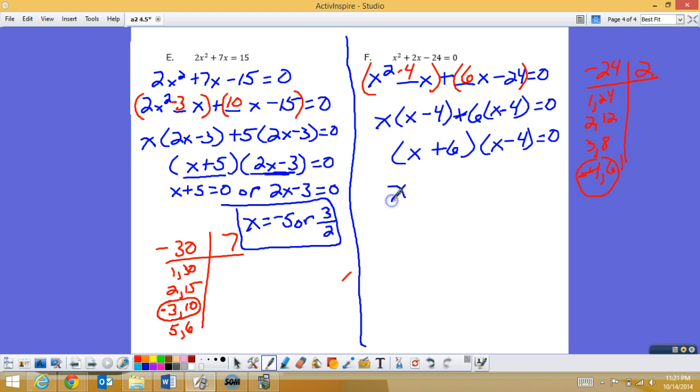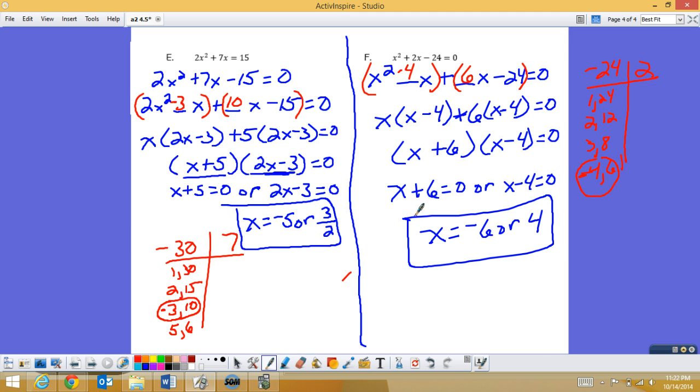So then again, setting each part equal to 0. And solving each one for x. The first one we need to subtract the 6. The second one we need to add the 4. And there are two solutions. Again, with these you can always check at the end. Make sure each one makes this true at the beginning. 36 minus 12 is 24, minus 24 is 0. 16 plus 8 is 24, minus 24 is in fact 0. You can always check and make sure they work. Okay?